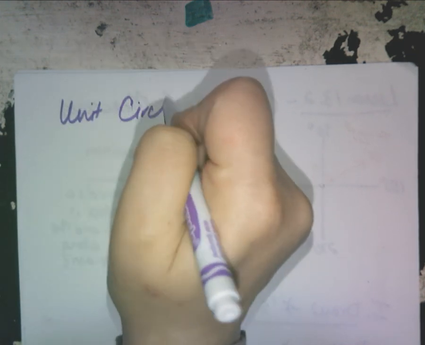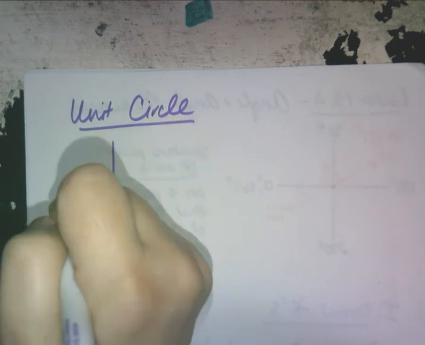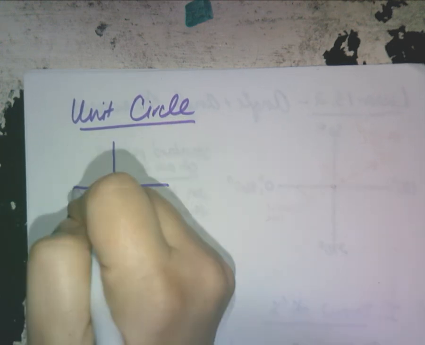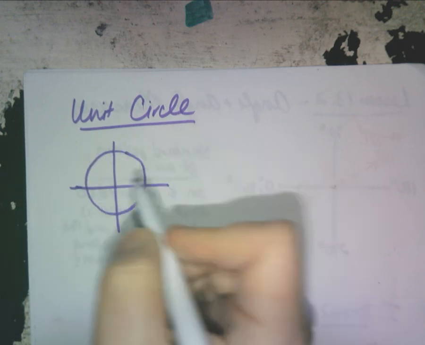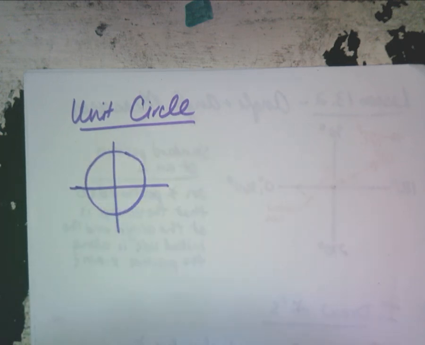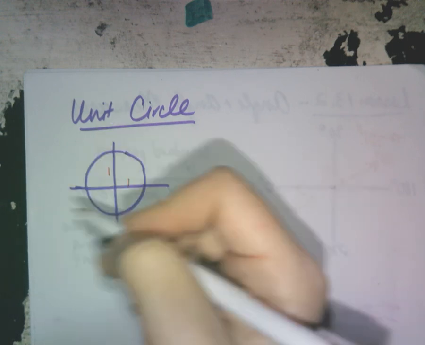All right, now let me introduce you to something else that the mathematicians of old developed. It's called the unit circle. What they did was take our coordinate grid and create this circle that has a radius of 1. So this is 1 and this is 1, and obviously all the way around is 1.